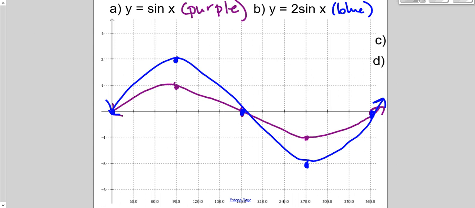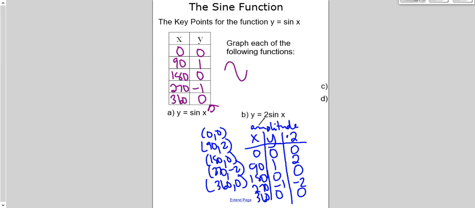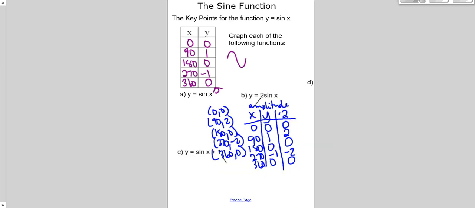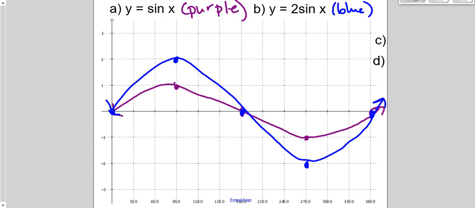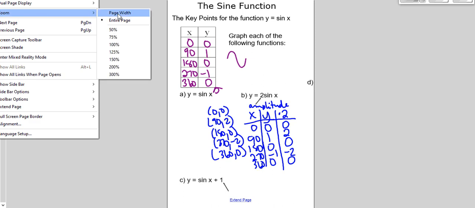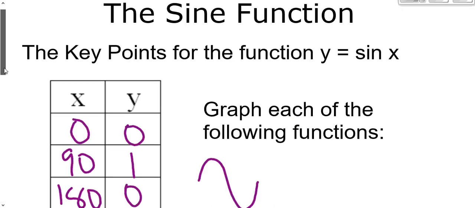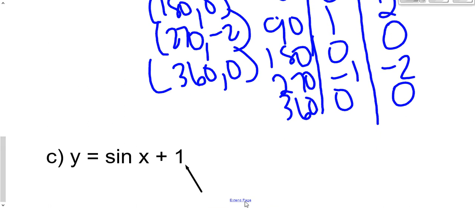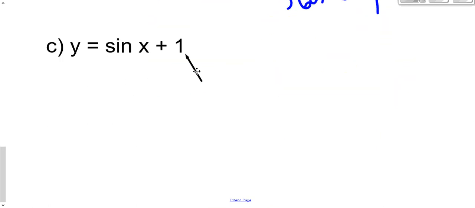All right. Now let's go for C. So C is going to give me, just extend my page down here. Let me change my view. All right, let me just scroll right down here so that we can see this nice and big. Okay, sine x plus 1.